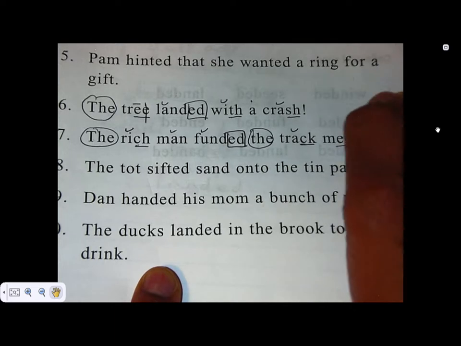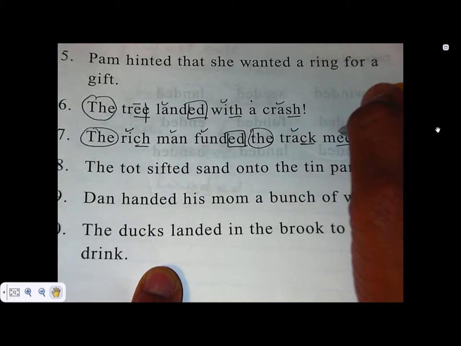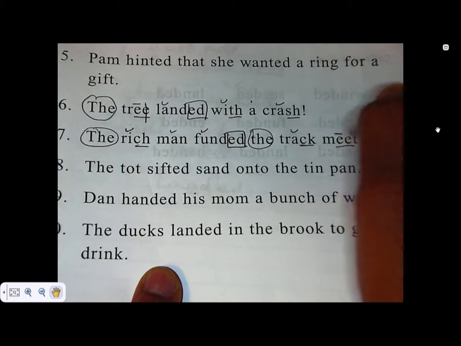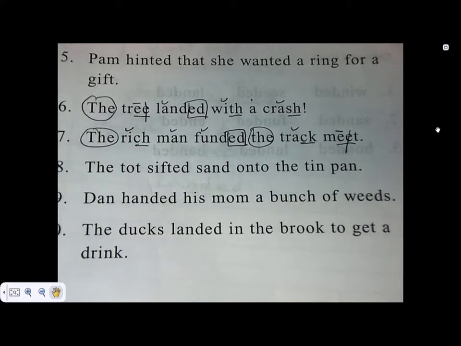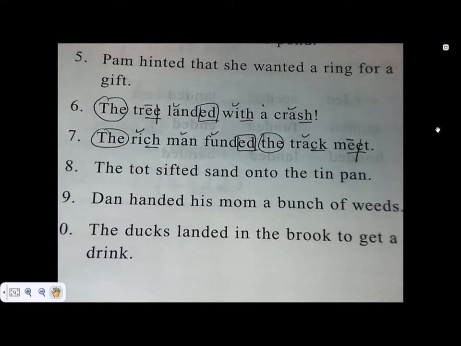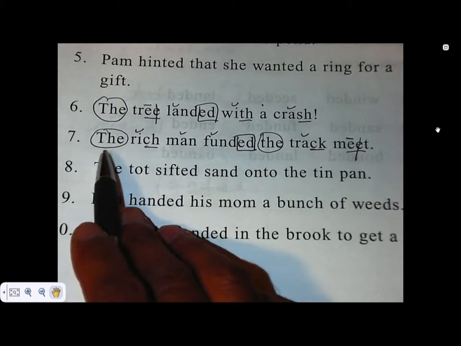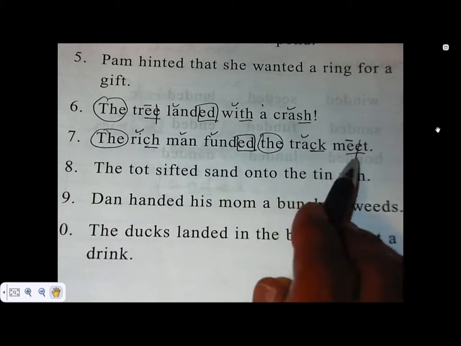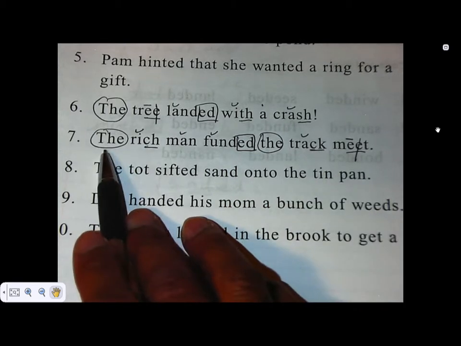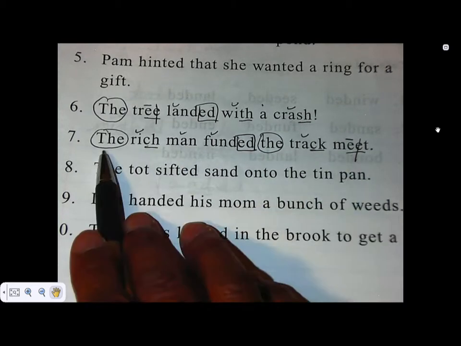Underline digraph EE. Two adjacent like letters. The first one we usually say. This one will say E. We will not say the second one. As you look back, have the conversation with yourself of what you're supposed to say. The rich man funded the track meet. So one more time, well, we're going to do it more than one time. The rich man funded the track meet. You try it yourself.